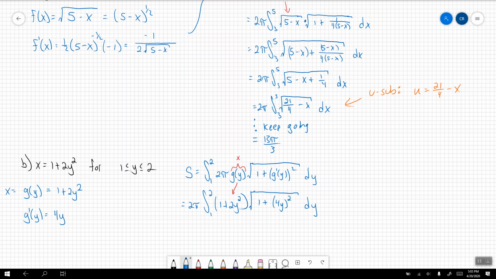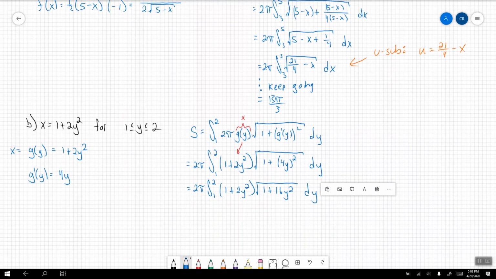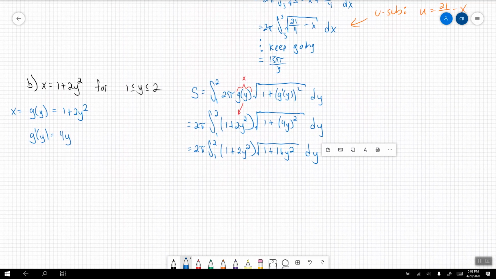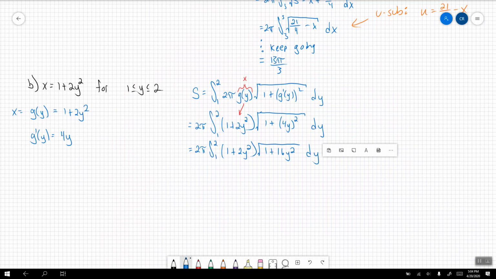All right, let's go ahead and keep going. This is 2 pi multiplied by the integral from 1 to 2 of 1 plus 2y squared multiplied by the square root of 1 plus 16y squared, and then this is going to be dy. All right. Looks pretty good. Awesome job so far. All right, let's keep going.